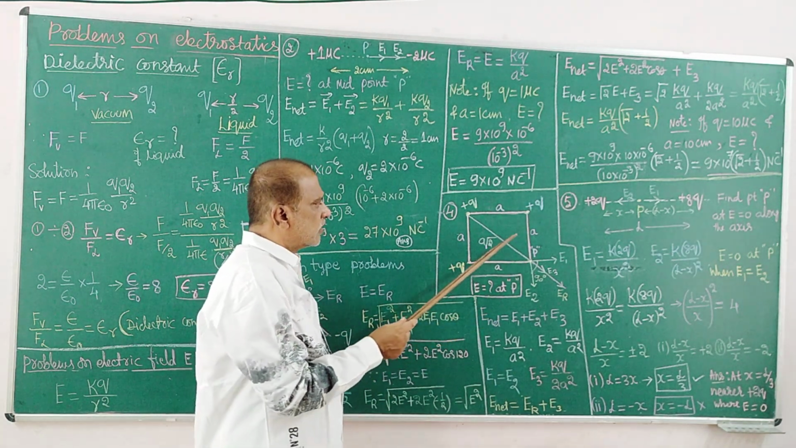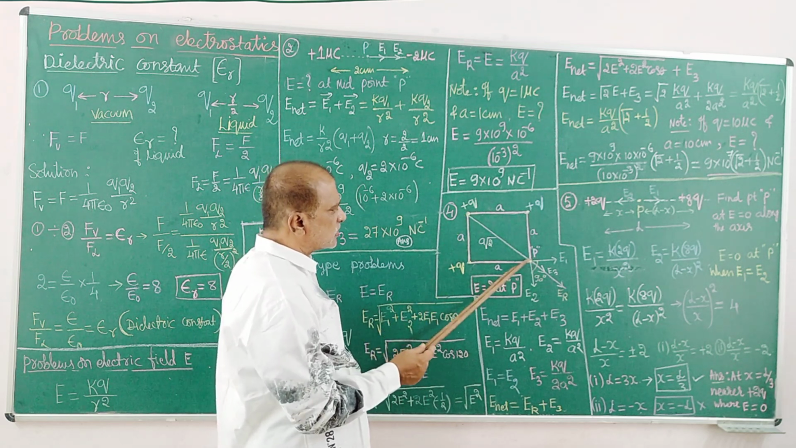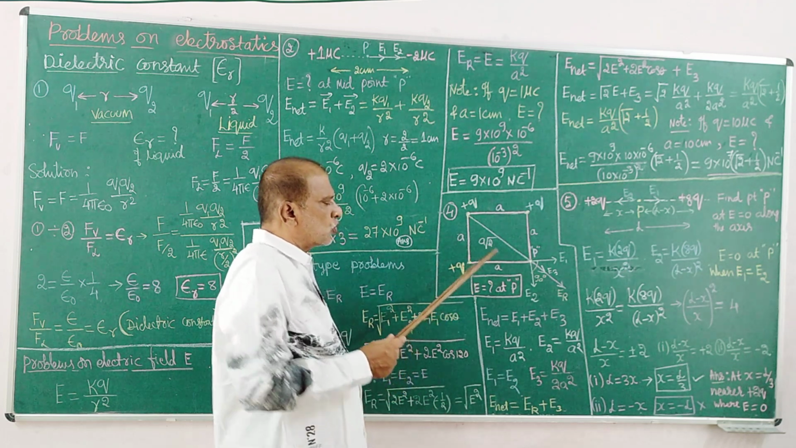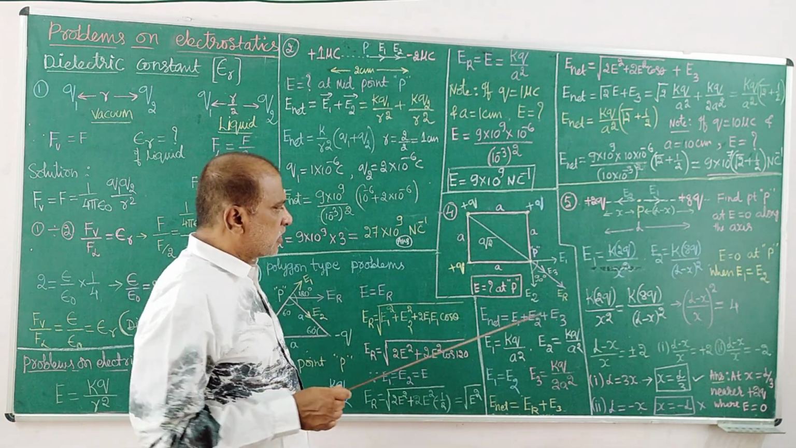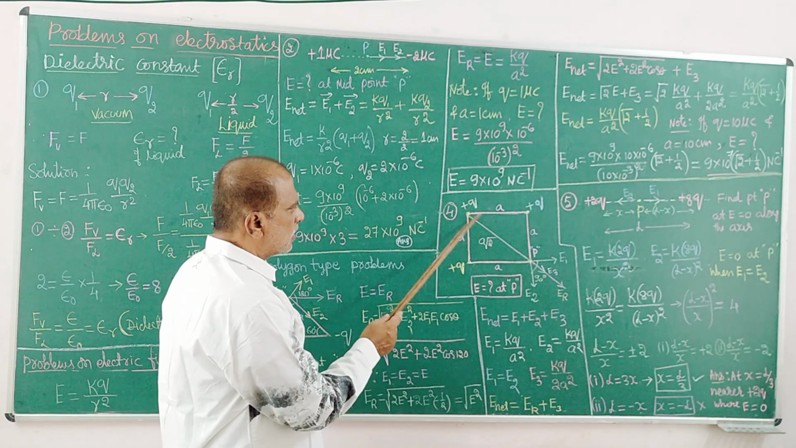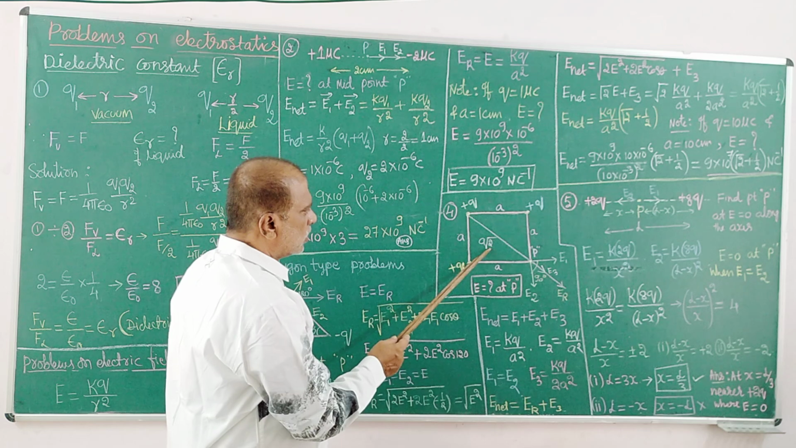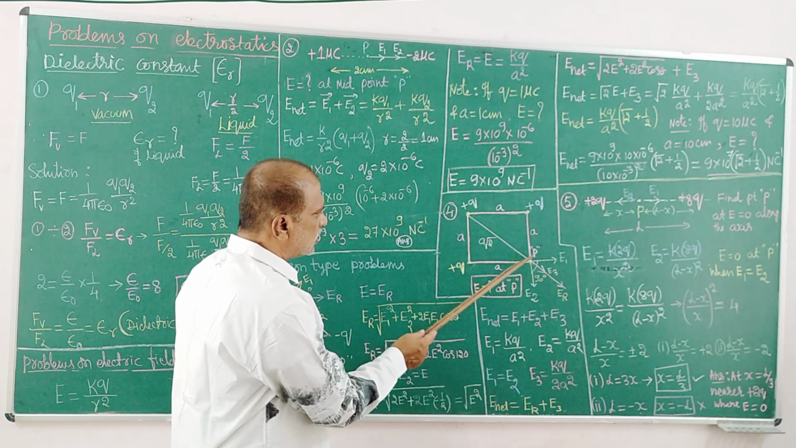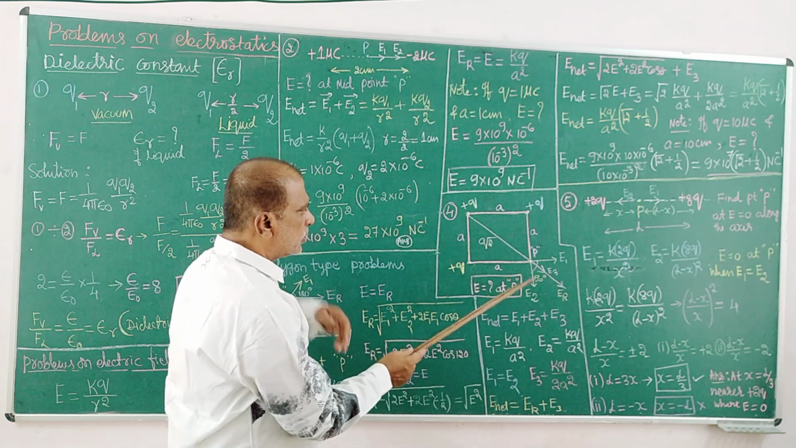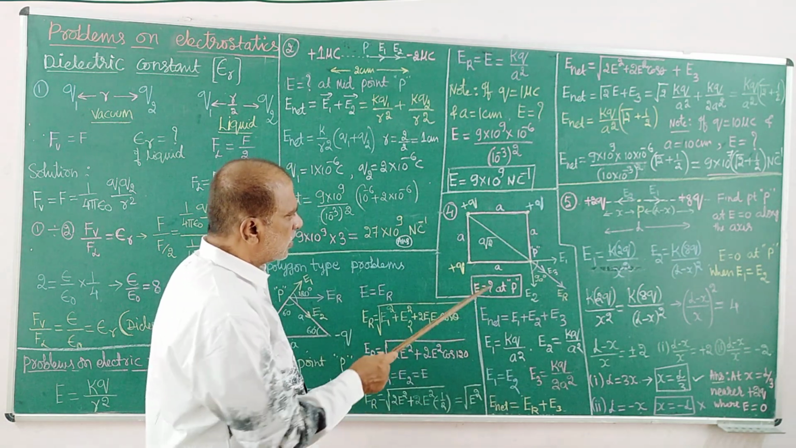For this we need a geometry. Draw a geometry like this. The distance between this and this is the diagonal of the square, and the value is a root 2, according to the Pythagoras theorem. First calculate this. Draw the geometry. This is a, and the length of this is a root 2. The distance between this and this is a, the distance between this and this is a root 2, and the distance between this point and this is a.